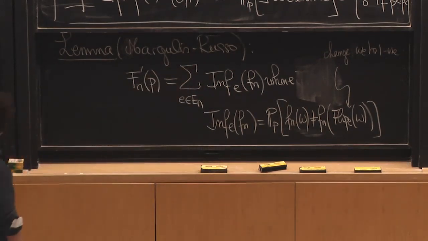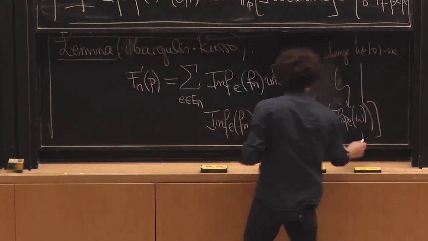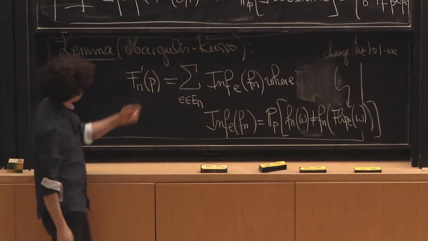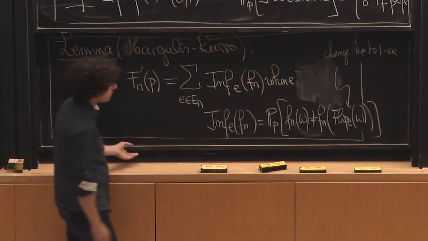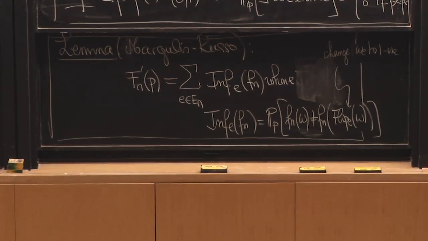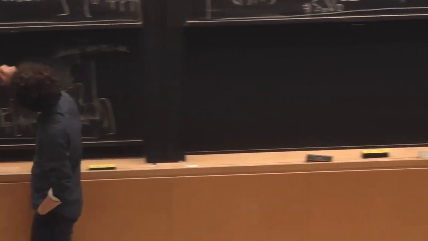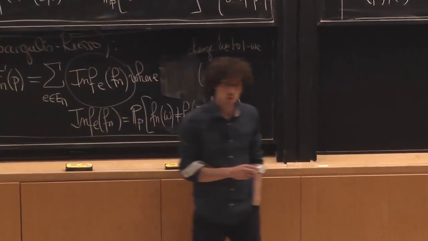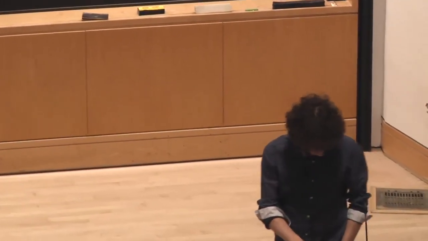So this lemma is telling you, if I want to obtain the derivative of Fn, then I just need to sum the influences. That's really not something difficult to prove. You can really prove it by hand in some sense. But it's going to be a very useful thing, because these influences are actually very natural from the point of view of discrete math, like discrete analysis. Are there questions or no?